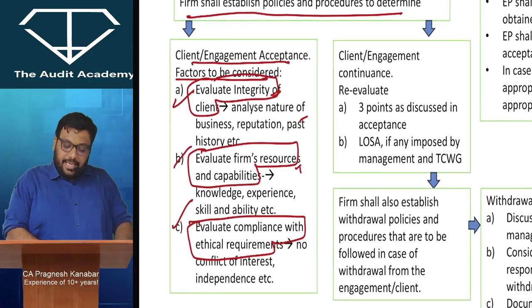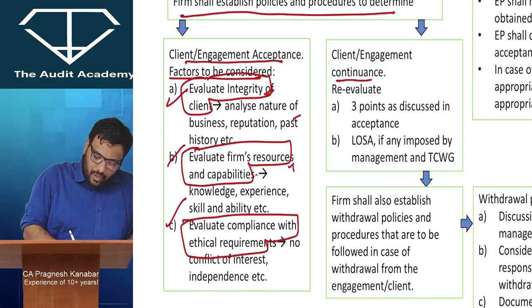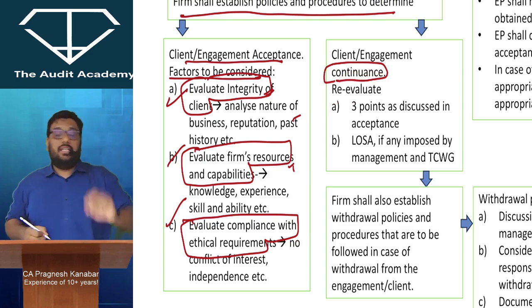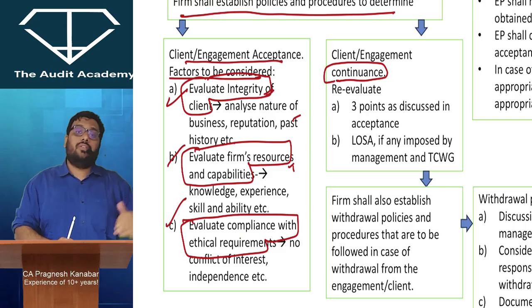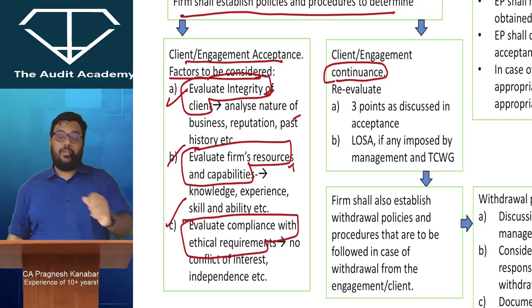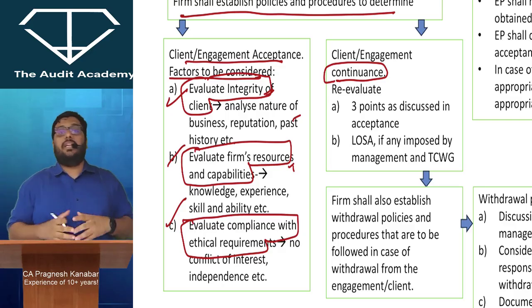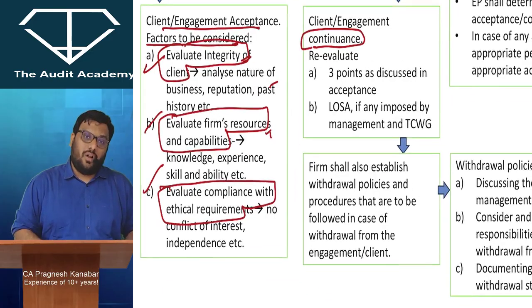Then, after deciding the acceptance, the next decision in life is whether you want to continue with this person or not. When we talk about continuance, please understand that these 3 points will be re-evaluated. Second year onwards, these 3 points will be re-evaluated. Plus, we will also think whether there has been any limitation on scope of audit imposed by management and those charged with governance. If there has been a limitation on scope of the assignment, then in that case, we may decide about withdrawal from the engagement.